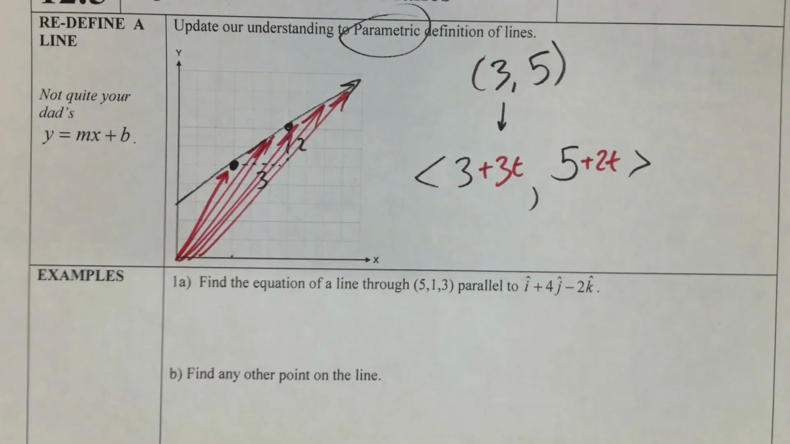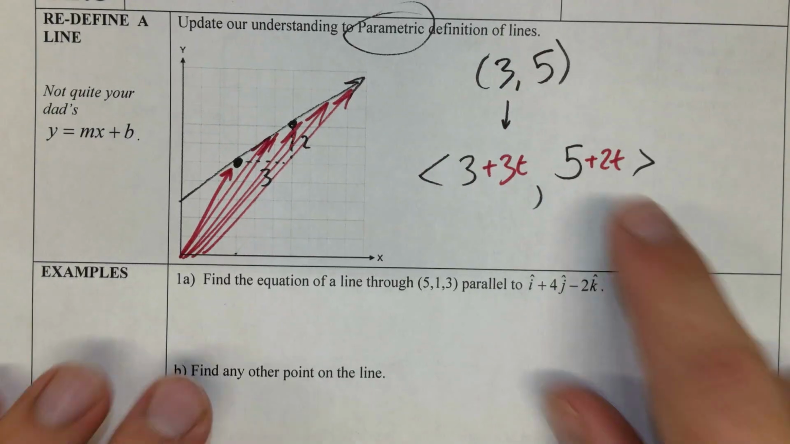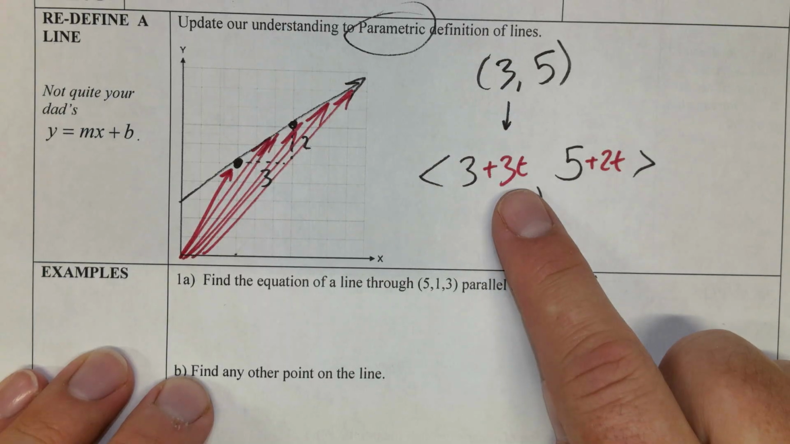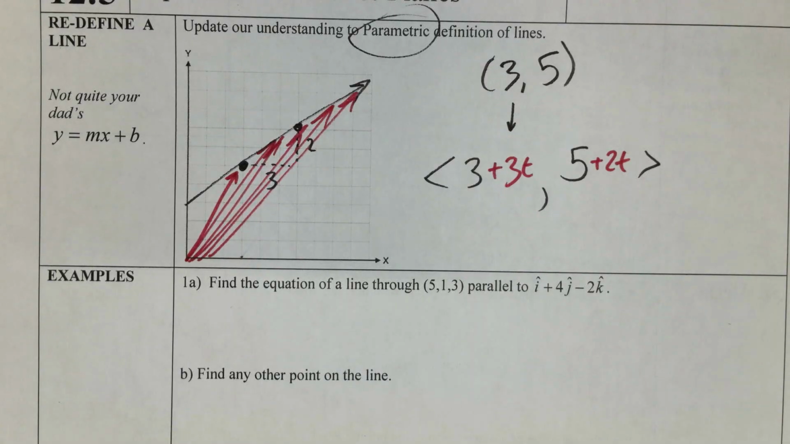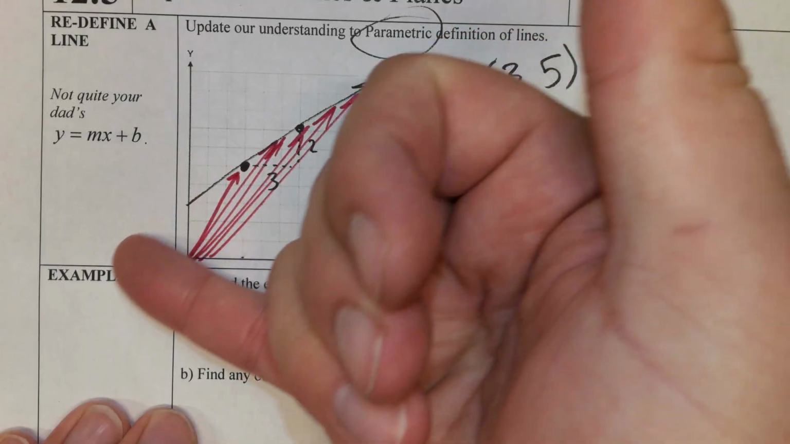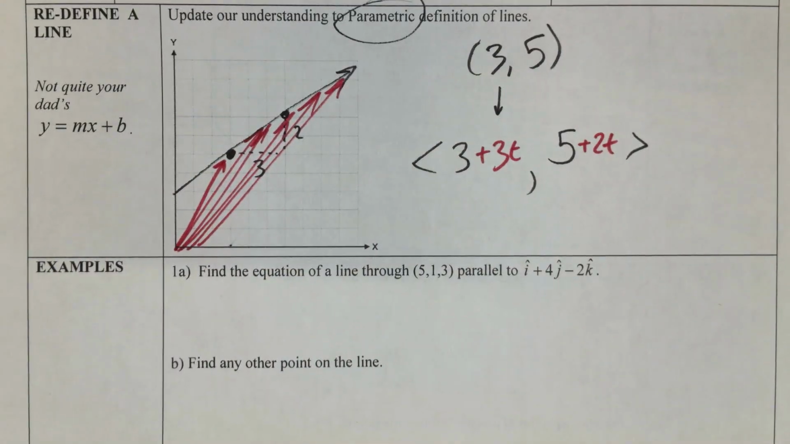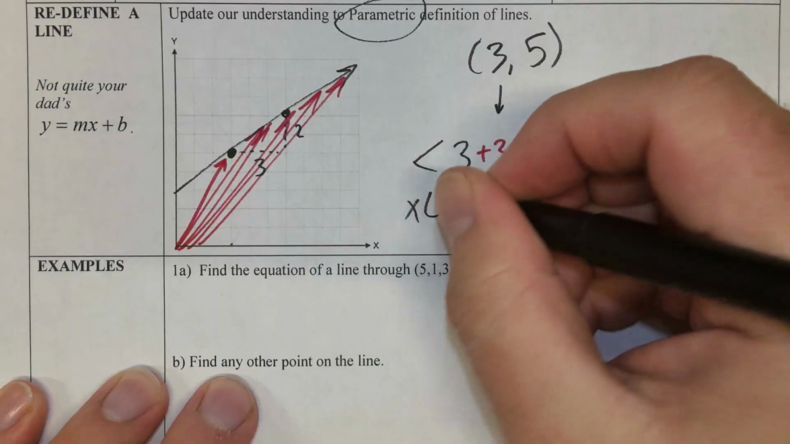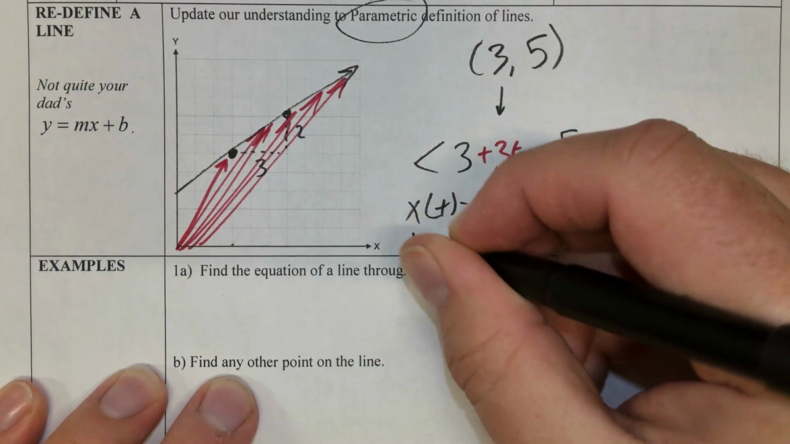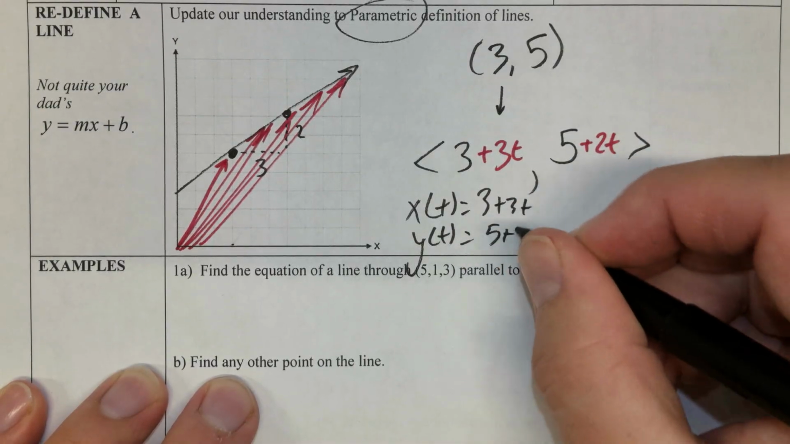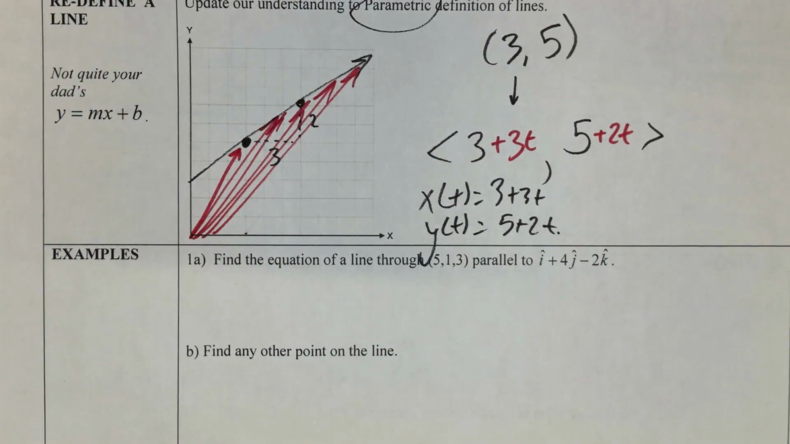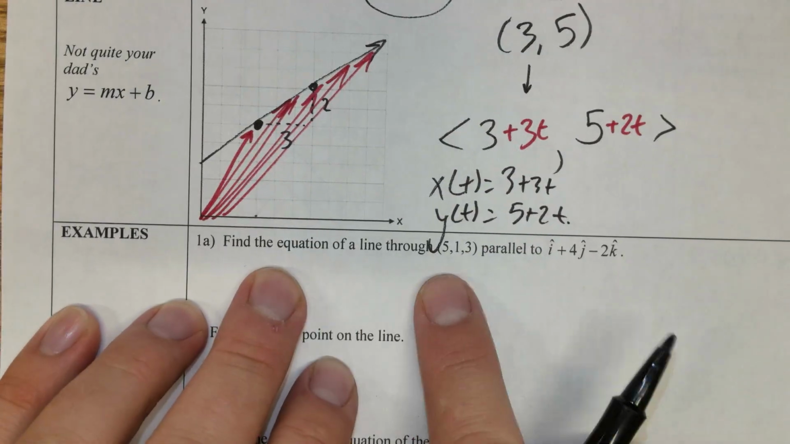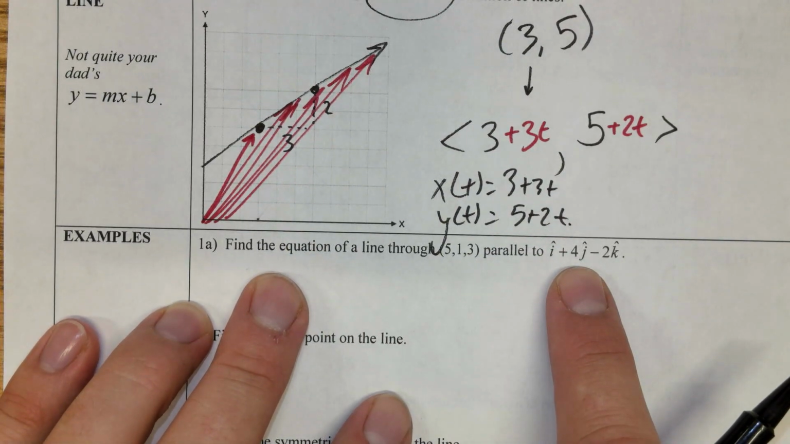That 2 over 3, my y's are changing 2 for every x changing 3, and it doesn't matter how infinitesimally small I get, I've now defined this forever and ever. I can go into the negatives and start counting backwards. I could stay in the positives and keep counting forwards. This is my parametric definition of the line. I could even go as far as to say, x of t is 3 plus 3t. y of t is 5 plus 2t.